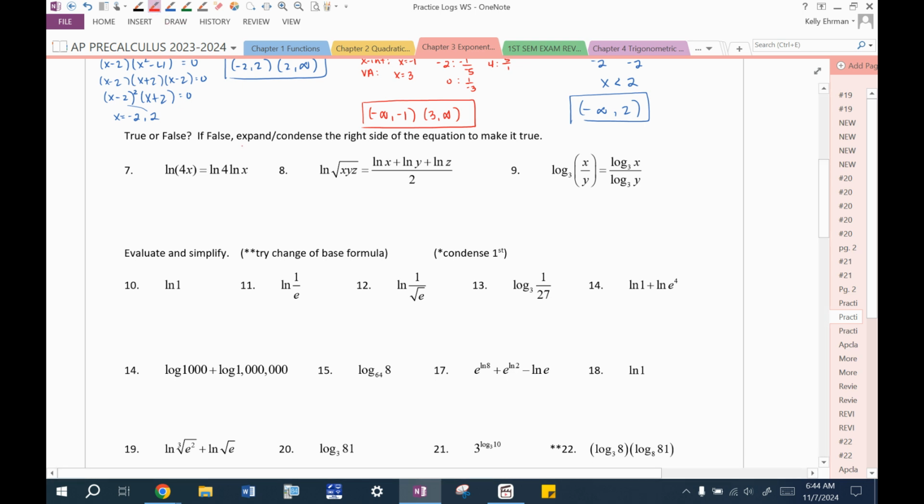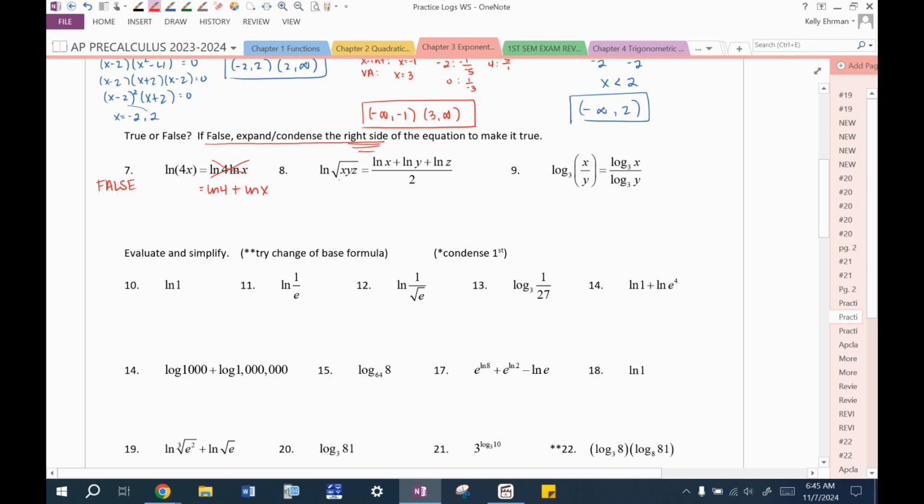True or false? If it's false, expand or condense the right side of the equation to make it true. So let's see. Is the natural log of 4x equal to ln 4 times ln x? This is false, right? So what does it mean by expand or condense the right side? So first let me answer this. False. Because what is ln of 4x? It shouldn't be ln 4 times ln x. It should be ln 4 plus ln x.